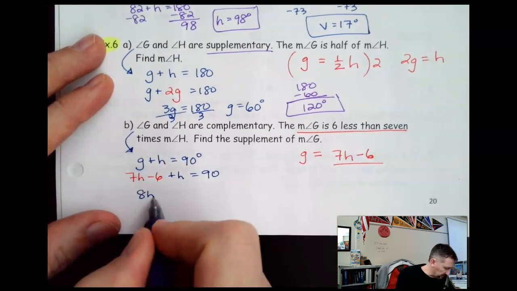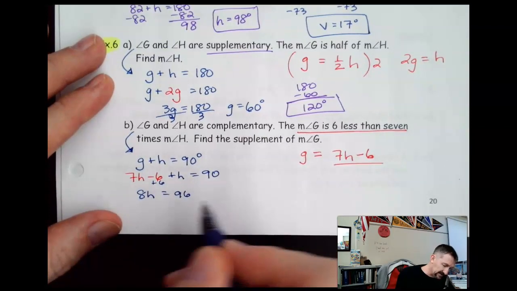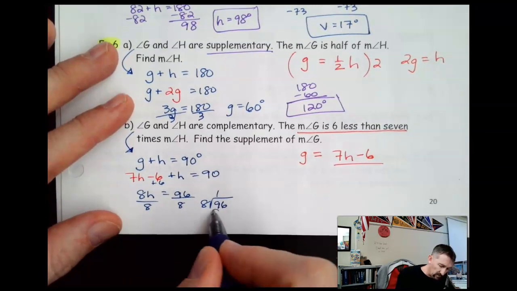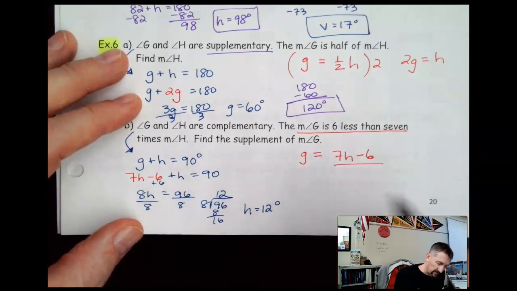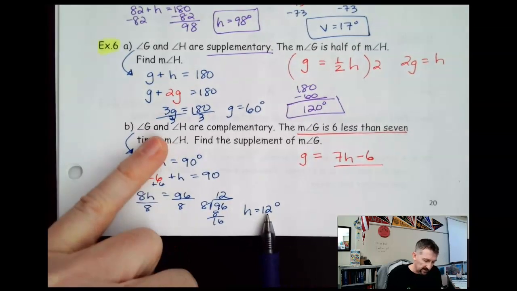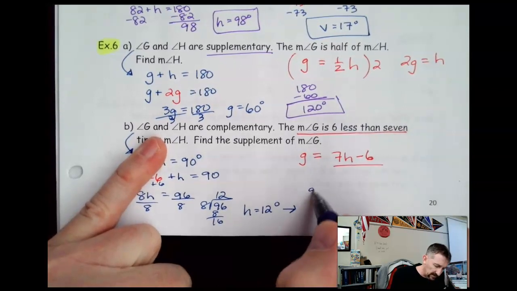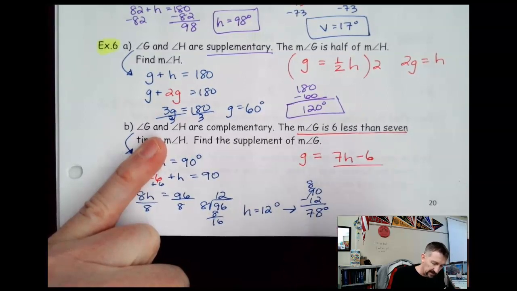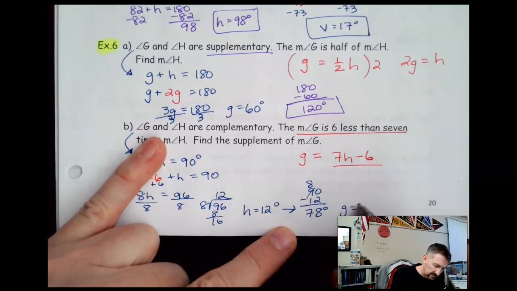So combining like terms, we're going to get 8h, and then adding 6 to both sides, we're going to get 96. So we're going to divide both sides by 8. 96 divided by 8 is 12. So h equals 12. Now if we go back, they asked us to find the supplement of g. We just found h, but we can use h to find g because h and g are complementary, so 90 minus 12 is going to be 78. So now we know that g is 78.